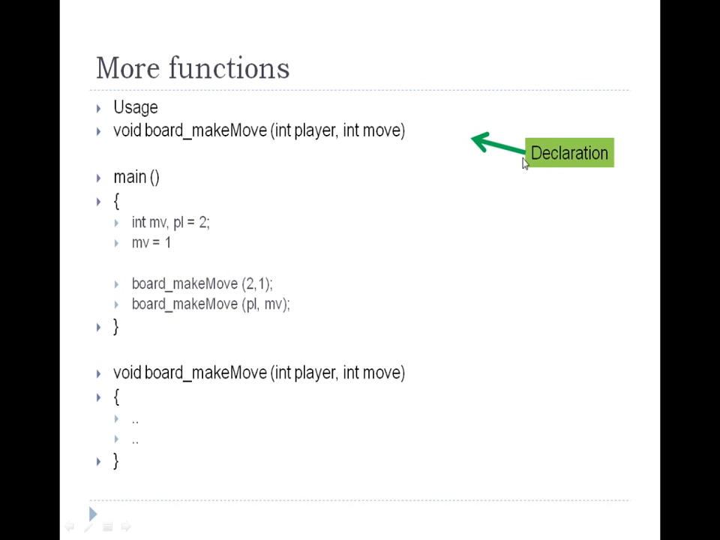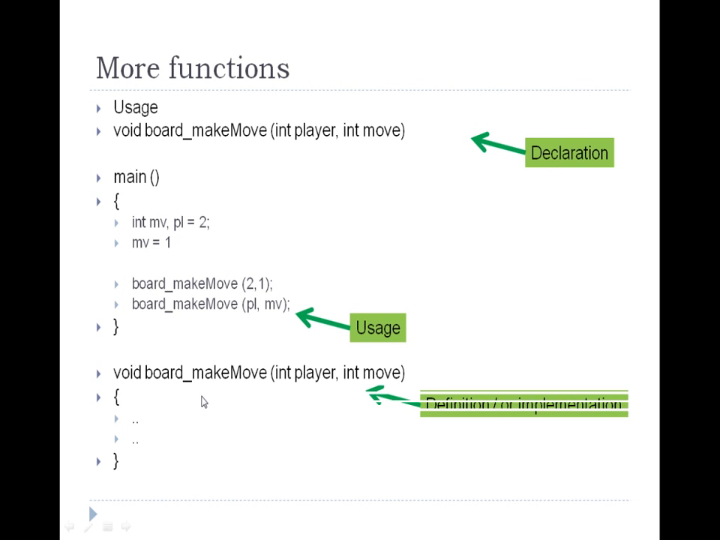Anyways, this is how it is. First you do the declaration, then this is how you can use it. So you can pass 2 and 1. What it means is that player will be 2 and move will be 1. You can also pass certain variables, PL and move. So PL in this case is 2, move is 1. Both of them are the same, so this is also valid. And then the definition or the implementation of the function comes over here.